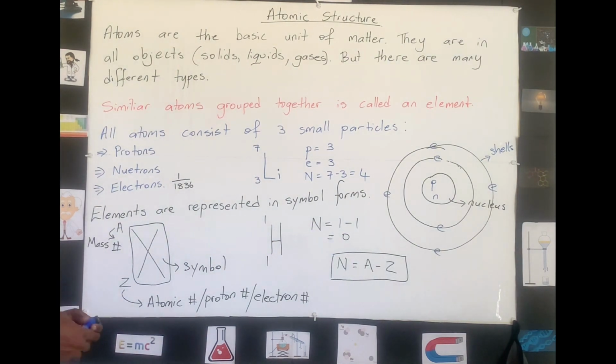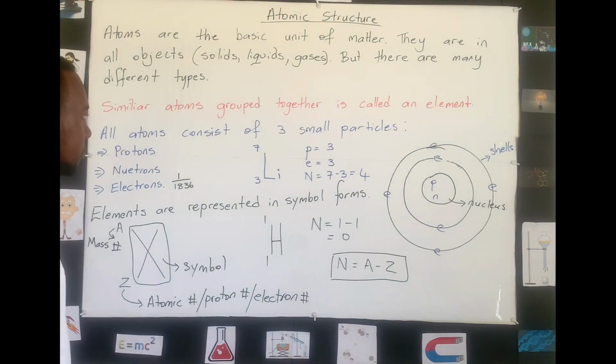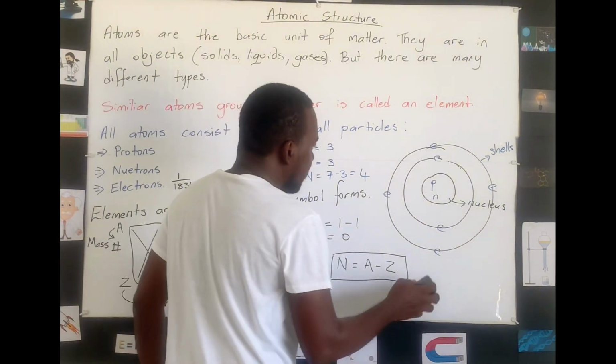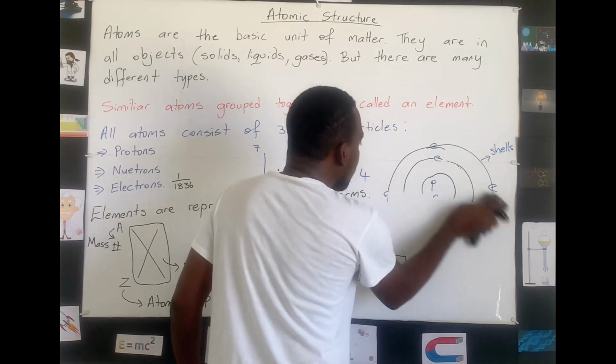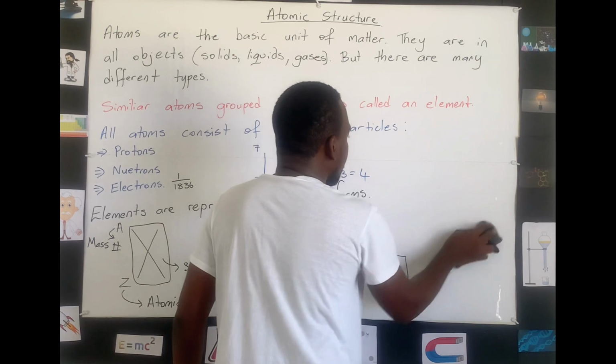Alright, so let's look at how we represent this on a structure of an atom. Now, to note, in the structure of an atom, atoms have different numbers of shells.